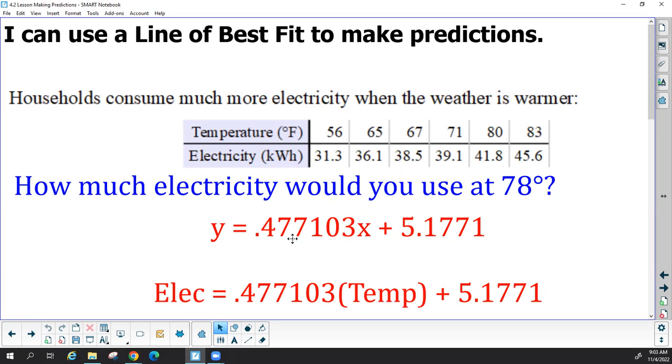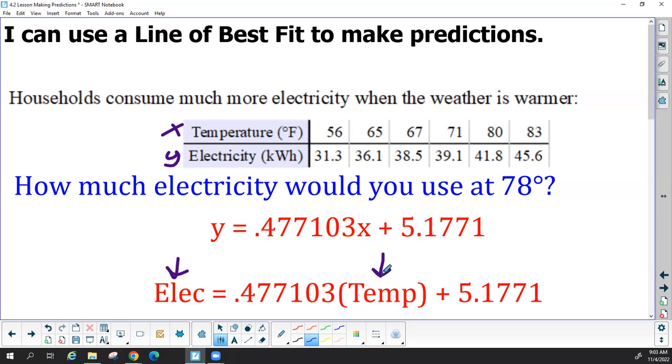This is the equation we found last time, and I'm using X as my temperature and Y as my electricity. Sometimes in statistics class, we will actually write the variables in there instead of X and Y. That might be helpful so that you know what is going in for X and what is going in for Y. If you want to use that, you can. If you don't want to, you don't have to. You can leave it with Y and X because that's what it looks like on Desmos. That's totally fine too.